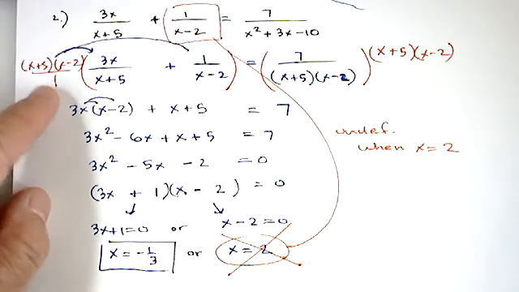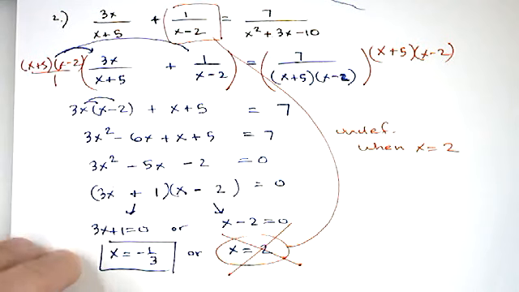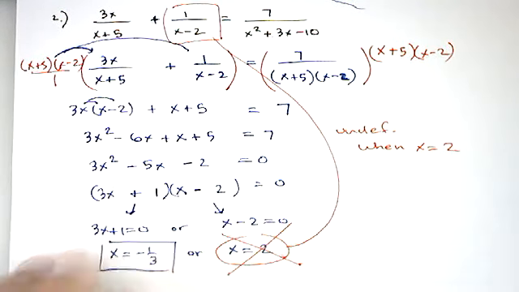Okay, so yeah, try to get rid of denominators. Just multiply both sides by the lowest common denominator, and it's going to be a much faster problem.